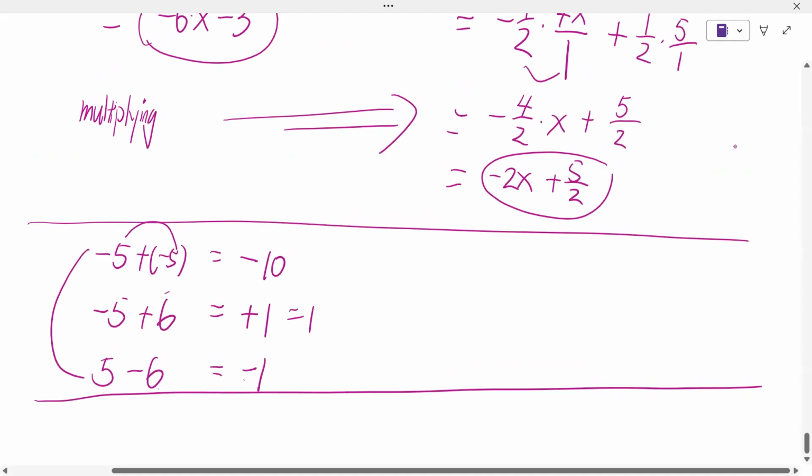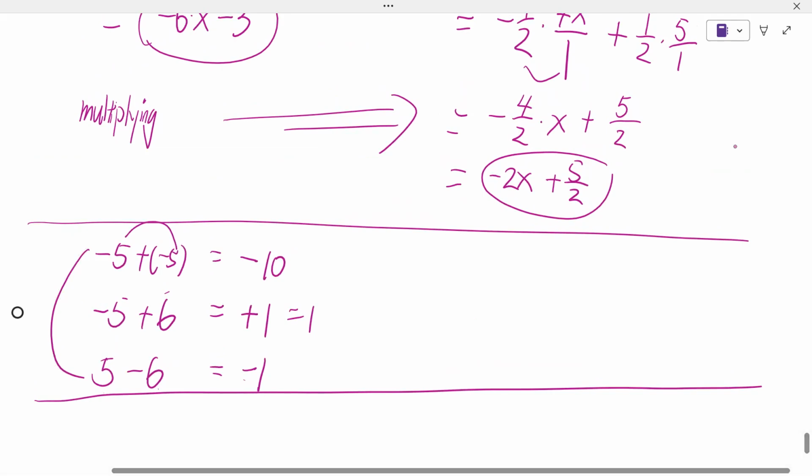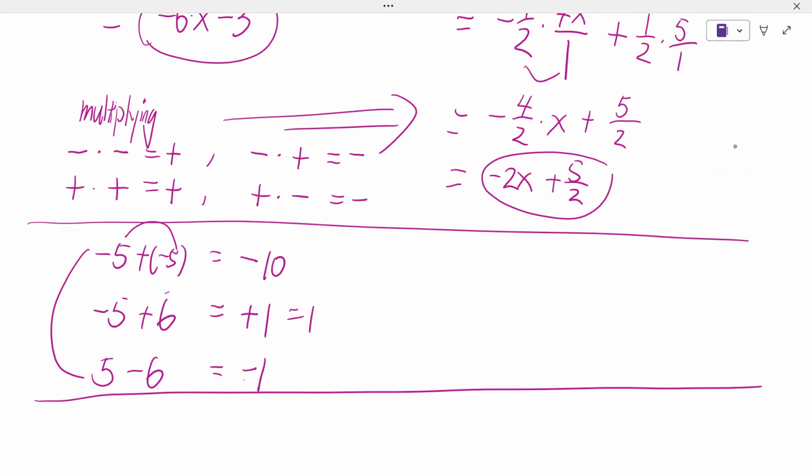It's quite different from multiplying, right? Multiplying, we just follow those 4 different rules, right? Multiply two negative numbers, you get positive. Multiply two positive numbers, you get positive. If you multiply a negative number times a positive number, that's negative. A positive number times a negative number is negative. So this is the rule for multiplying signed numbers.